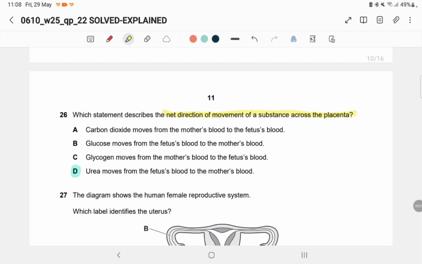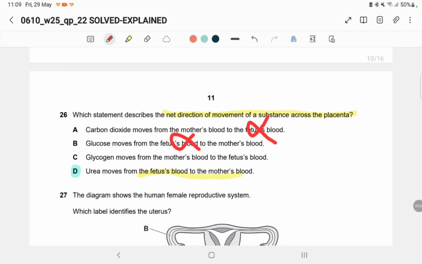26. Which statement describes the net direction of movement of a substance across the placenta? Urea moves from the fetus blood to the mother's blood. How? Because basically the fetus blood will have excretory products that will move to the mother's blood, because the fetus doesn't have a way to excrete those waste products. Now, it's telling you here, carbon dioxide moves from the mother's blood to the fetus blood. Upon the conclusion I just said seconds ago, A would be incorrect. Glucose moves from the fetus blood to the mother's blood. How? The mother should provide the fetus with food, so basically B will be incorrect, just common sense.